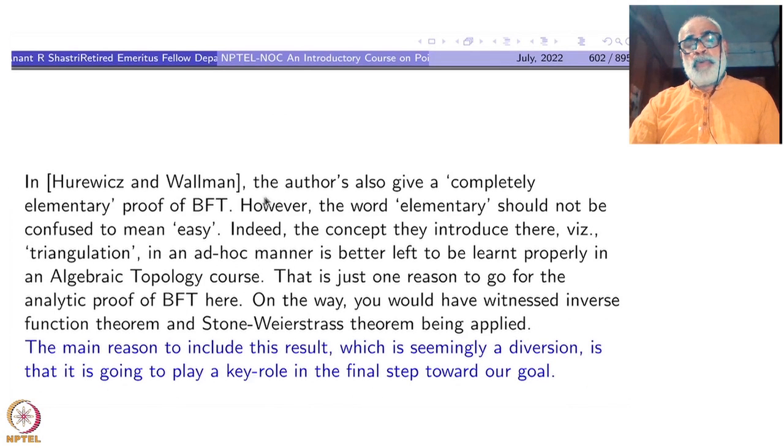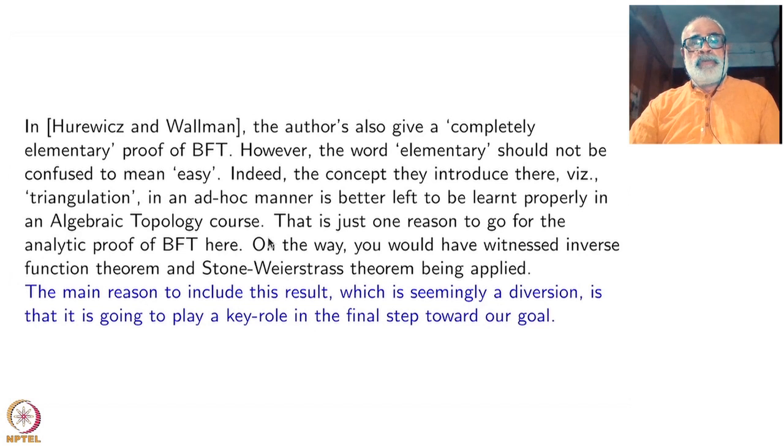In Hurewicz and Wallman's book, which I am referring to quite often, the authors also give a completely elementary proof, quote unquote, of the Brouwer fixed point theorem. However, the word elementary should not be confused to mean easy. Indeed, the concept they introduce in order to prove this theorem, namely triangulation, they don't use the word triangulation at all, but that is what they are doing, in an ad hoc manner. So that is better left to be learned properly in an algebraic topology course. So that is one reason we are not very keen to present that proof here.